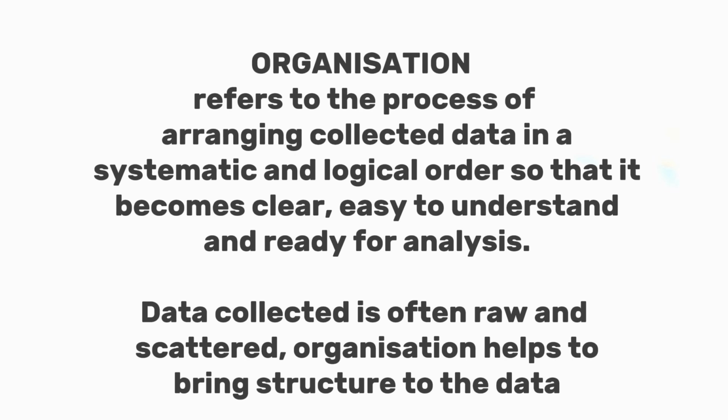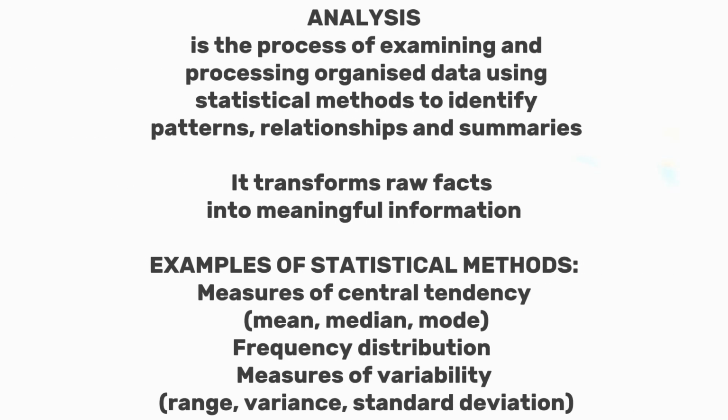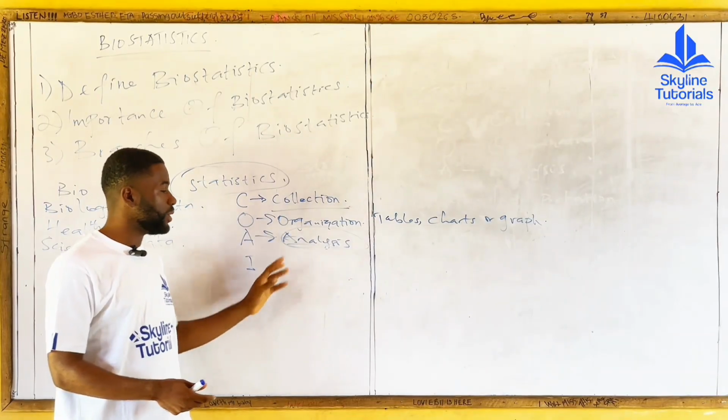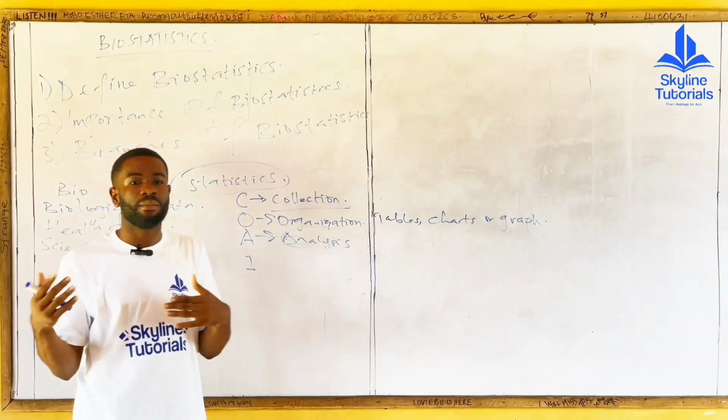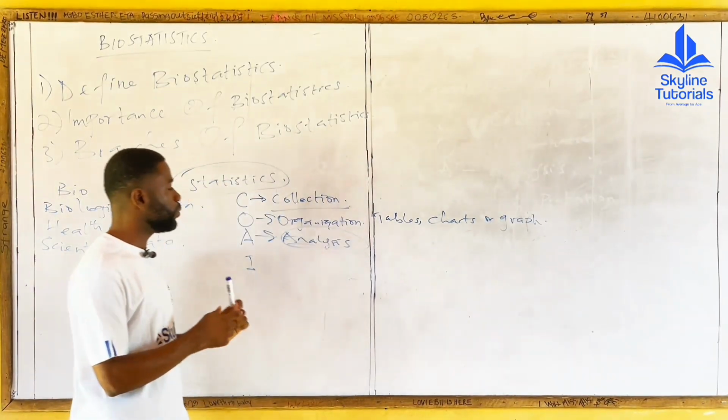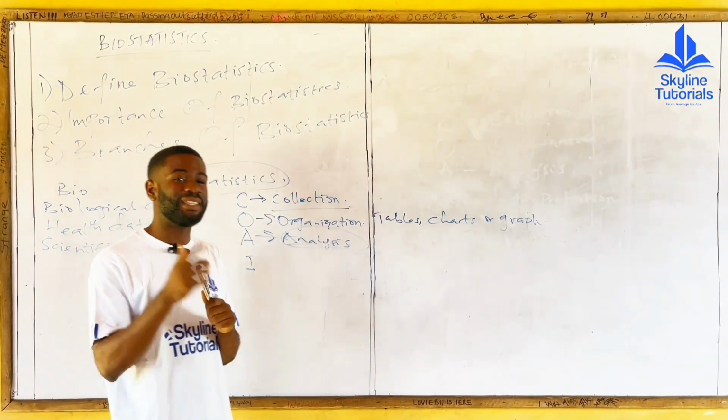The next we'll be looking at is the analysis. Analysis here simply means the use of statistical methods in the interpretation of the data you have been able to organize. It is analyzed data that can be interpreted. So in analysis, we use statistical methods like mean, median, mode, variance, standard deviation. When we get there, we'll get to know what they mean in detail.